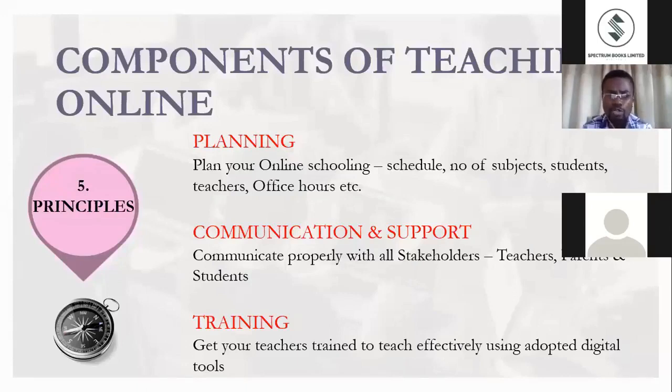A student is trying to submit an assignment and for one reason or the other, she cannot see the assignment. Every other student is seeing the assignment, but she cannot see it. There must be somebody that she can talk to who can provide that support. A teacher is trying to upload his video into the online school and he is not able to for one reason or the other. Somebody must be available to provide that support for him or her. So there must be proper communication and available support for all the stakeholders in your online school.